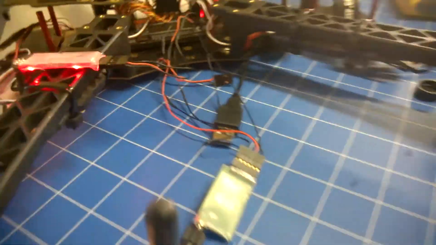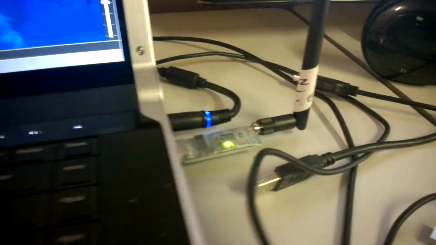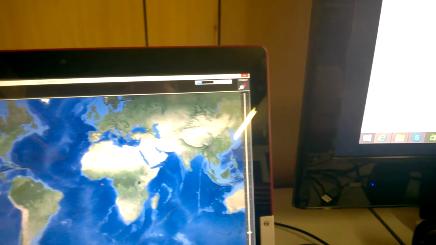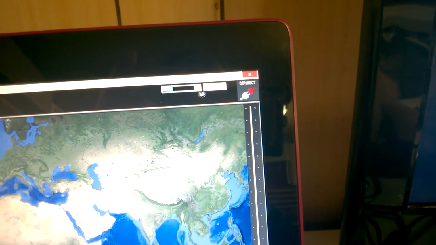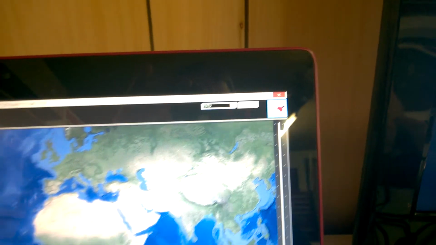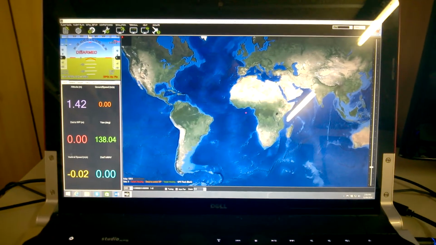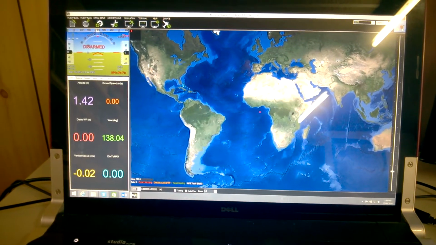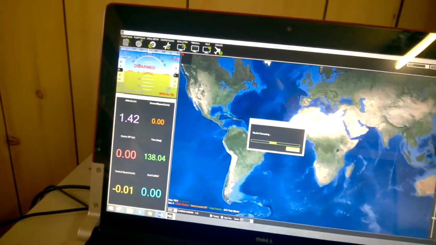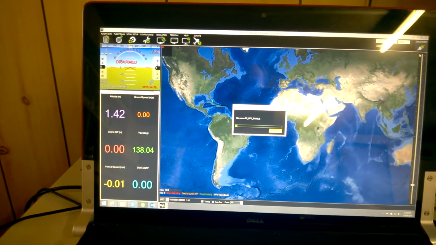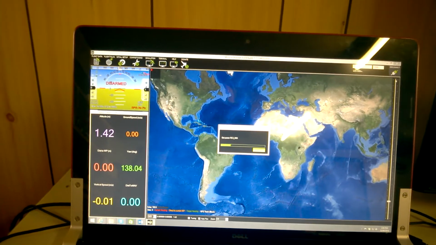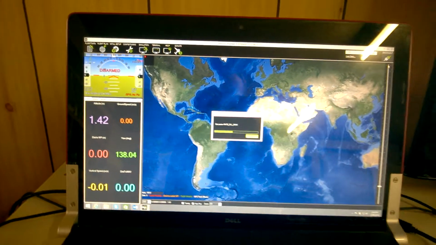We've got the telemetry radio running here. We've got the USB plugged into the side of the computer. We're going to connect with Mission Planner. And just whilst that's loading, we go back over to the ground station.